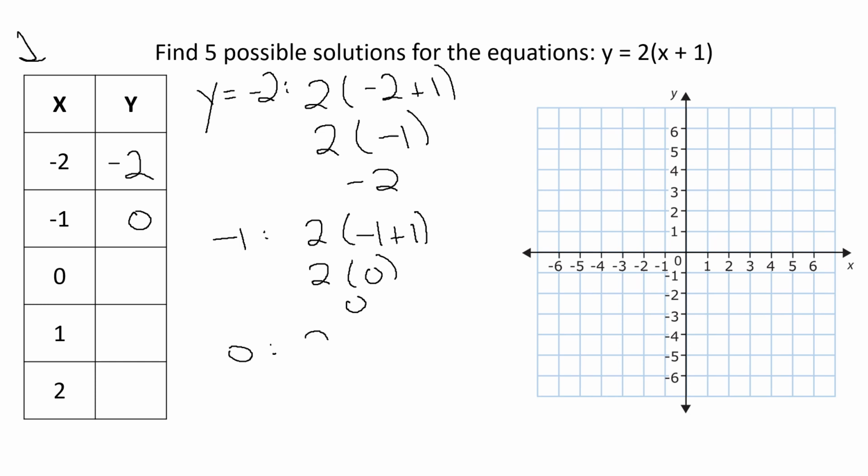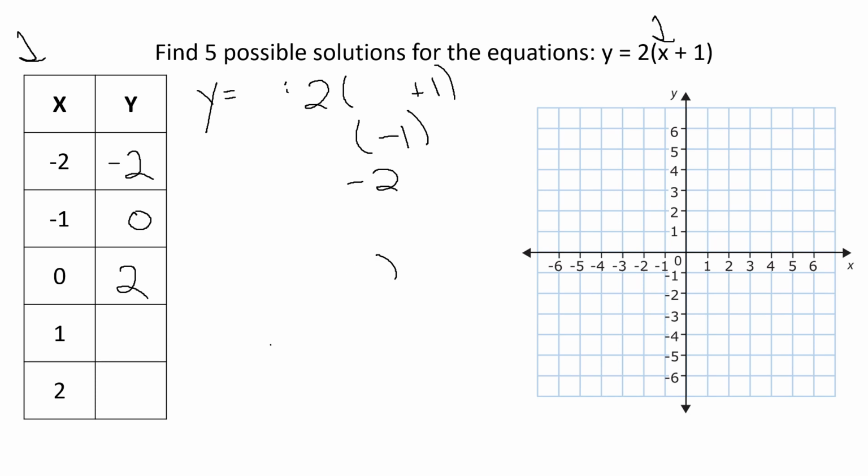Now let's do 0. 2 times 0 plus 1. Remember, we're plugging it in here. I may not have said that. 0 plus 1 is 1. 2 times 1 is 2. So when x is 0, y is 2. Now let's clean this up so I can fit in my other ones here. When x is 1, 2 times 1 plus 1. 1 plus 1 is 2. 2 times 2 is 4. So when x is 1, y is 4.